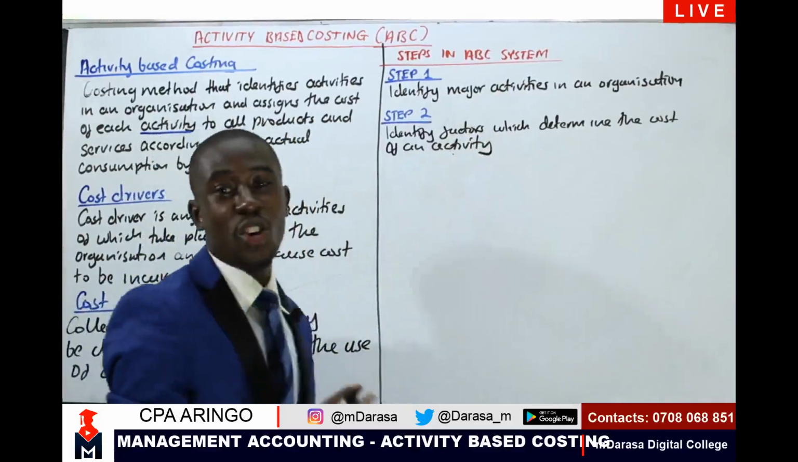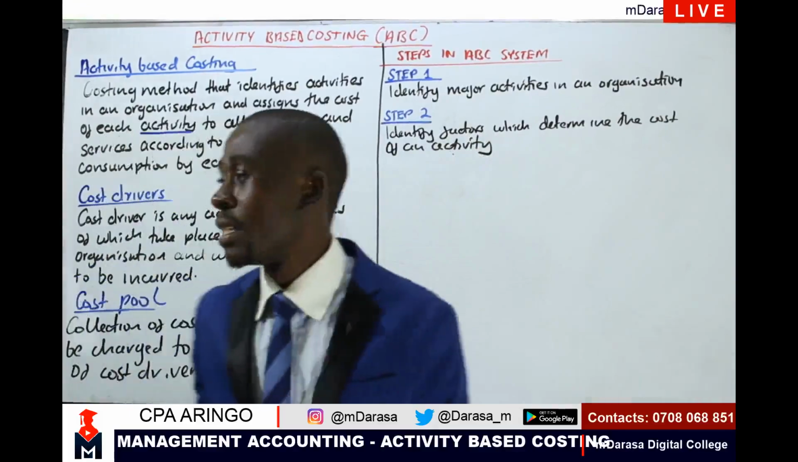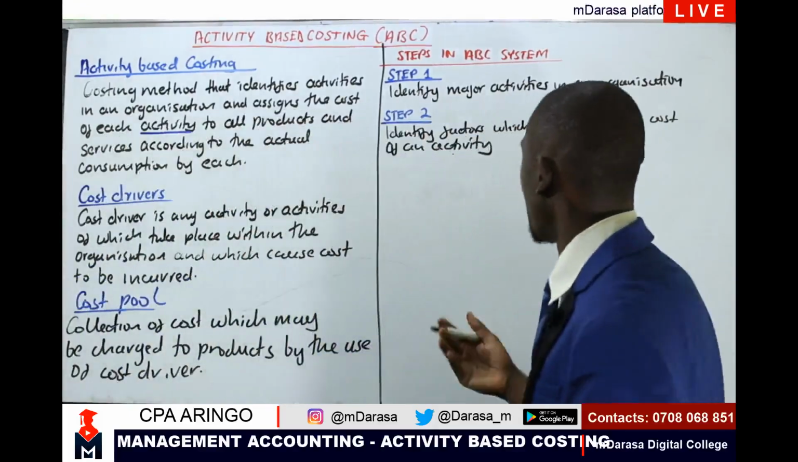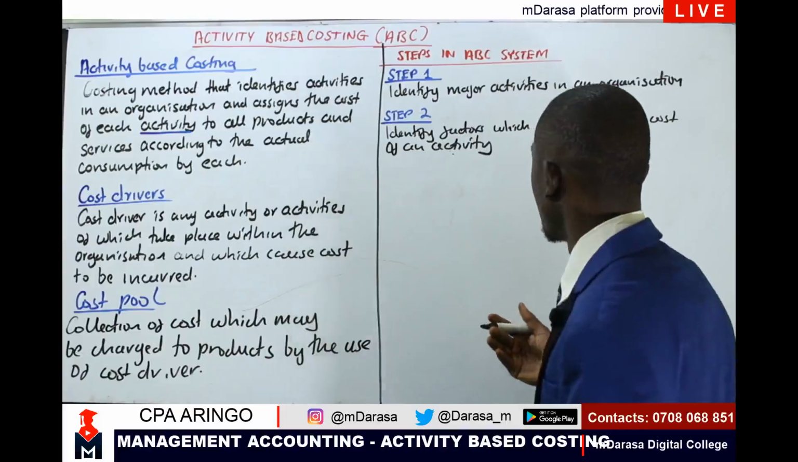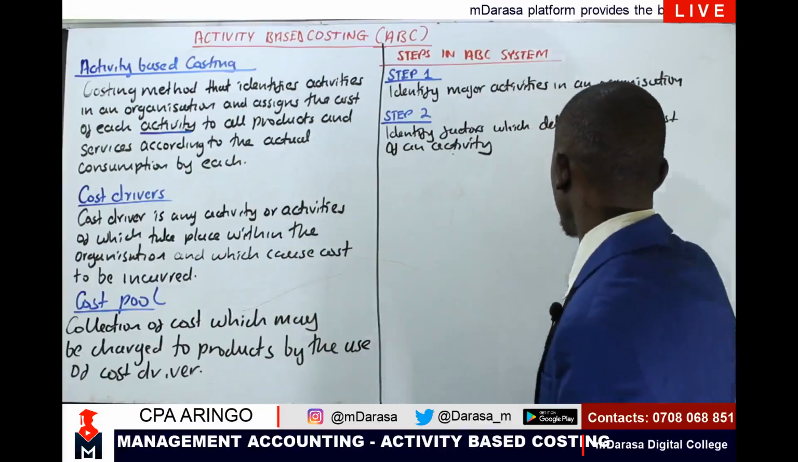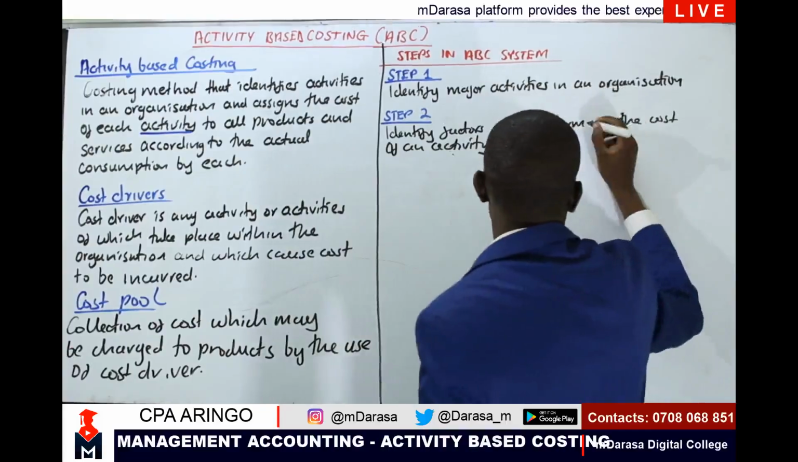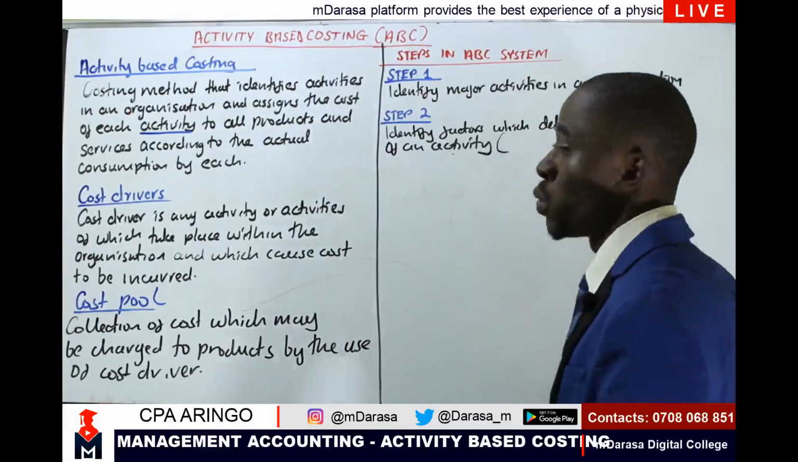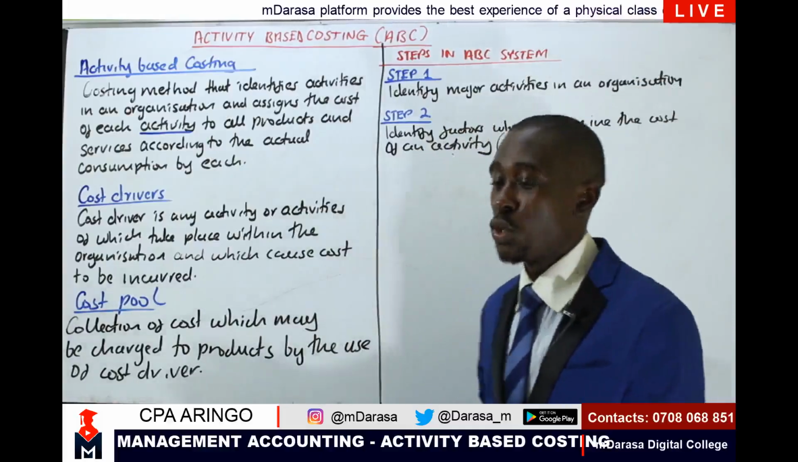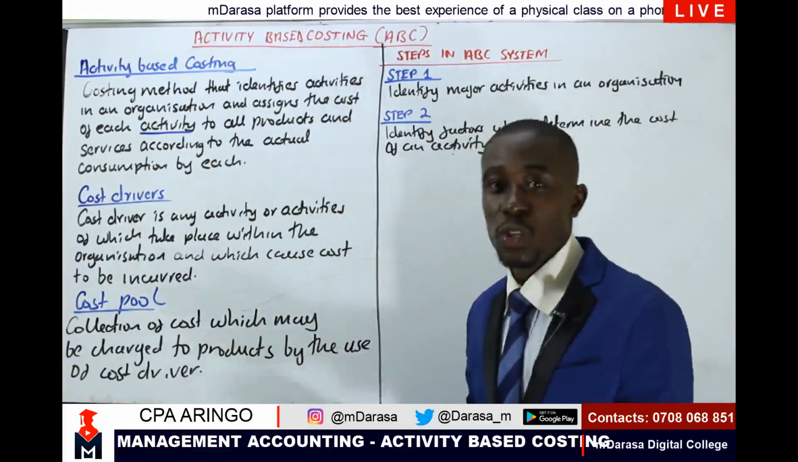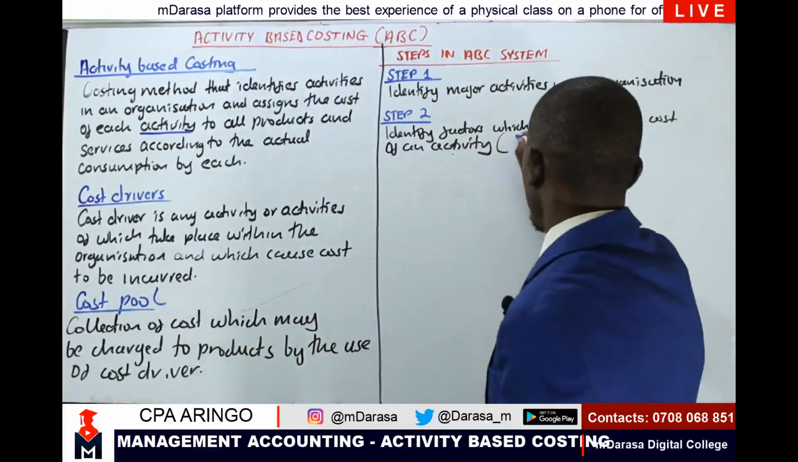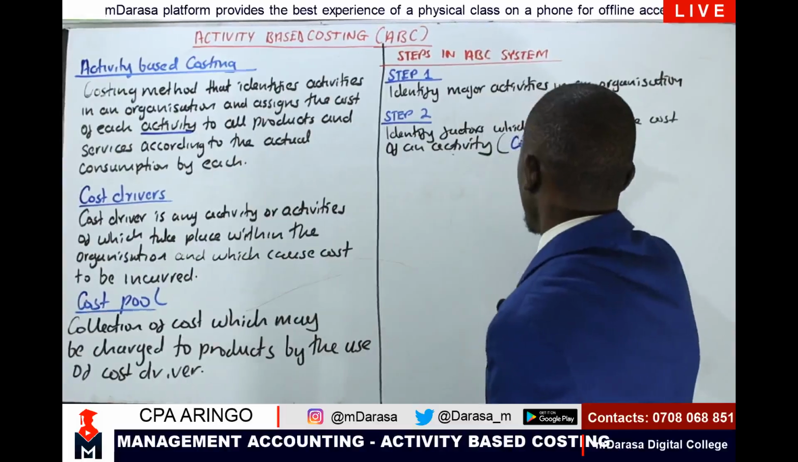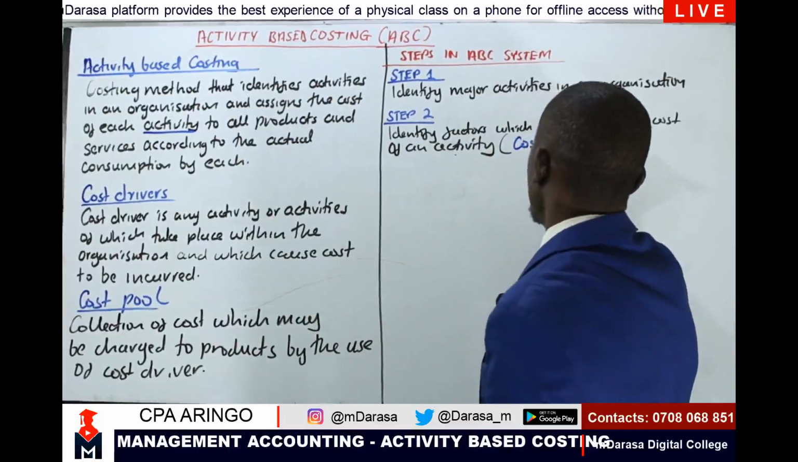A very key concept, and the beauty of it is that if we are asked to identify the factors which determine the costs of an activity, ideally a good student will recall what we've just mentioned, the aspect of cost drivers. So step number two is upon us to identify the cost drivers.